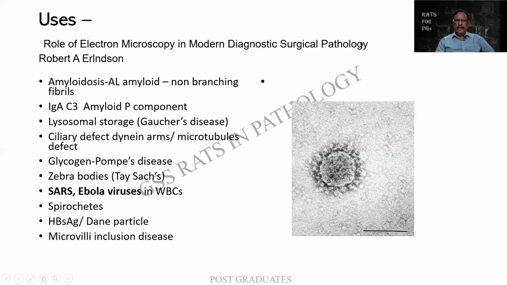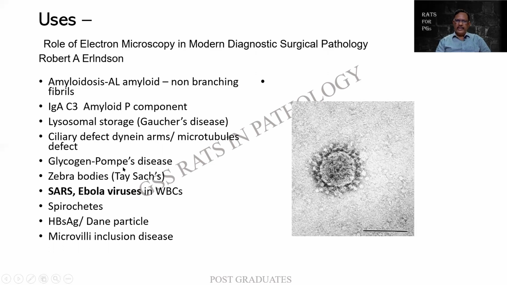The use is again being continued. And this is the author. I would like you to go to the net if you require anything further. Amyloidosis, as mentioned earlier, AL amyloid. Robbins describes it beautifully: very thin, never branching, and never ending fibers. In amyloid, the P component can also be seen. Lysosomal storage diseases, such as Gaucher's disease. Ciliary defect, dynein arms and microtubules can be seen in Kartagener syndrome.